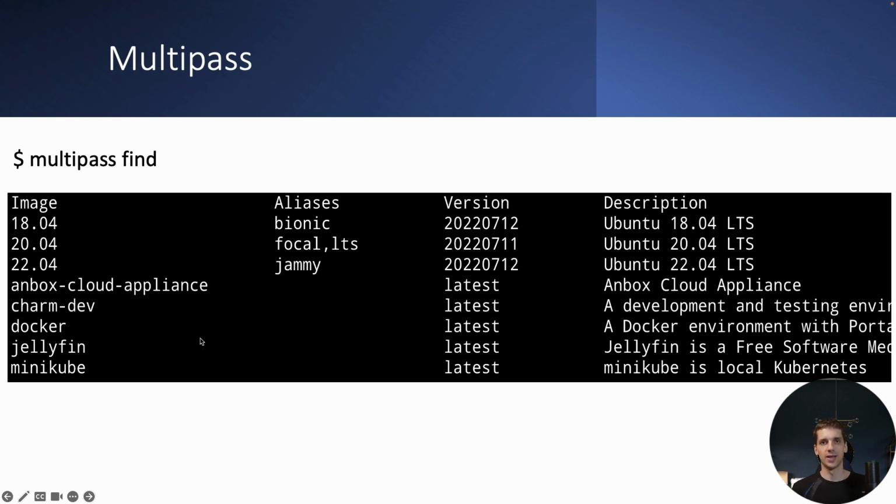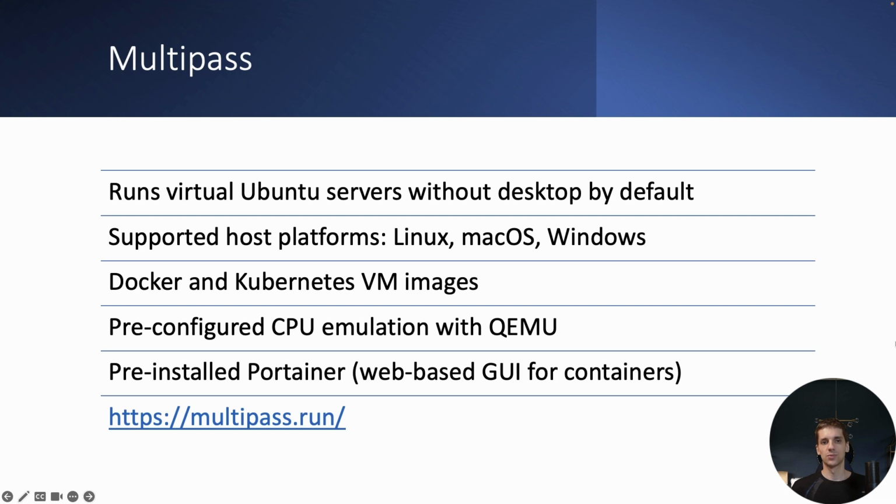If you want to test Kubernetes clusters, then you can use Minikube. Multipass runs virtual Ubuntu servers without desktop by default, but of course, if you want to have a graphical interface, you can install it later, and in that case, you need to install some remote desktop application too, so you can connect to that graphical interface. Multipass is also supported on Linux, macOS, and Windows, and you will get the emulation feature, and also you will get Portainer inside that virtual machine.